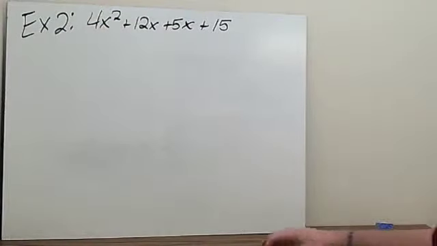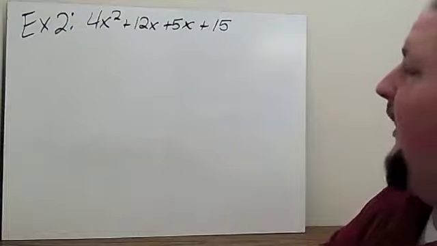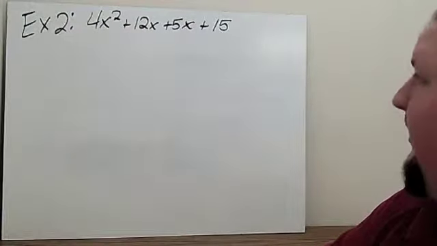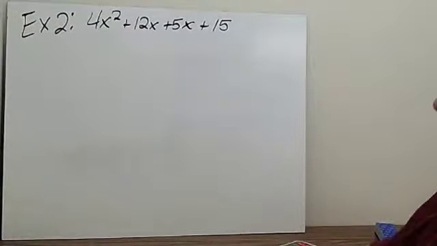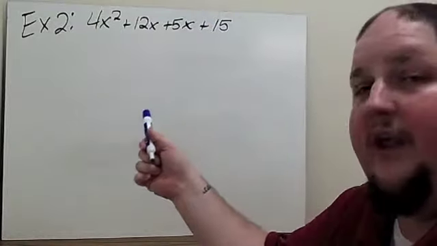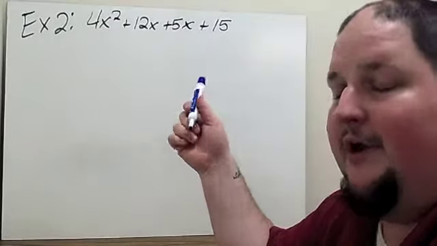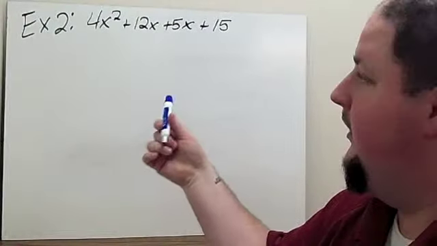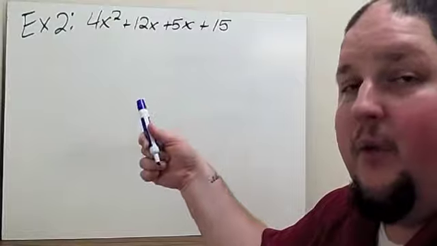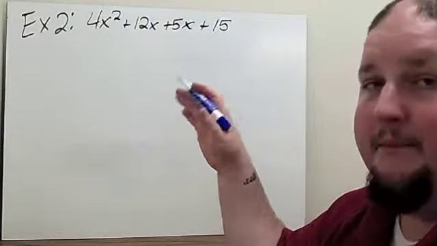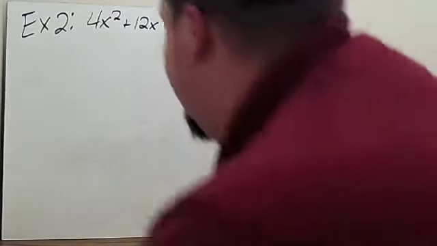All right, my last example here, I have 4x squared plus 12x plus 5x plus 15. This is a quadratic. This is what we're going to end up doing when we are using them for general trinomials when a is not equal to 1. In this case, our a is going to be 4. This is how we're going to end up rewriting them, all right? So I'm going to group 4x squared and 12x together, and I'm going to group 5x and 15 together.